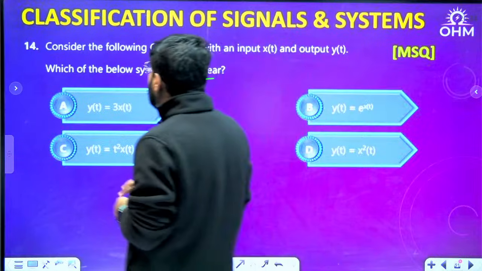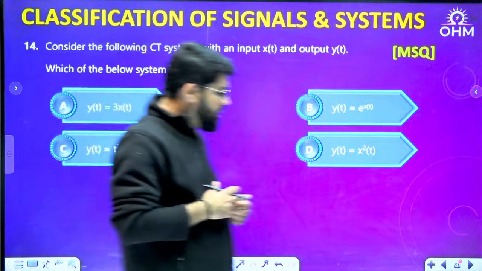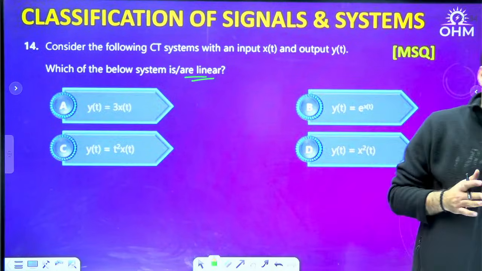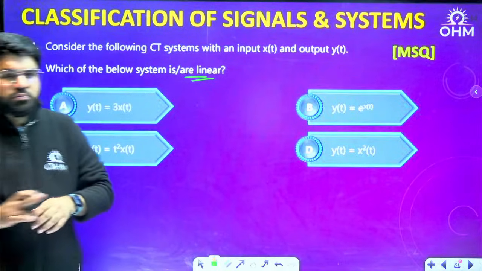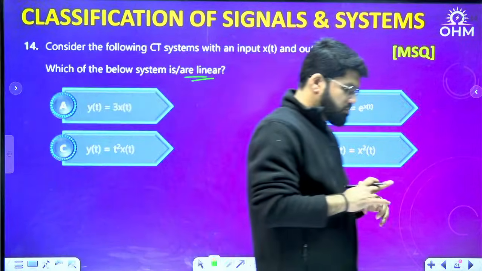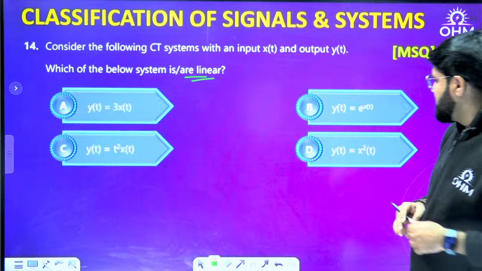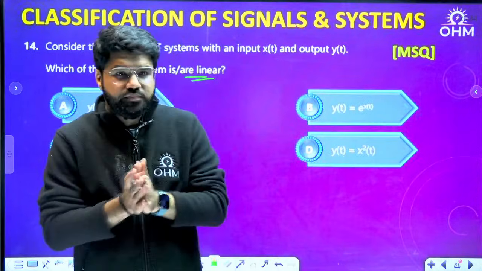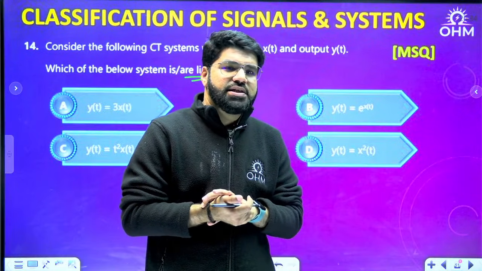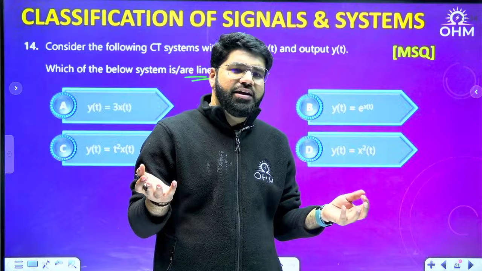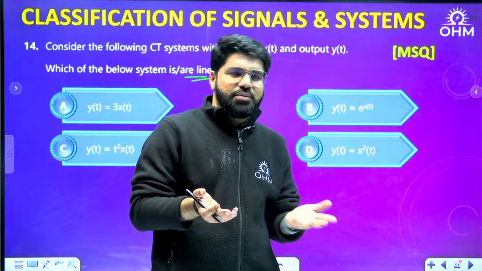Which of the systems is or are linear? Let me see how many of you can answer this first, and then I'll revise the linearity. Samukha says A and C. MK also says AC. Yeah, so answers are already ready. Sai Bhargavi AC, Harsh also says AC. That means this point is clear.